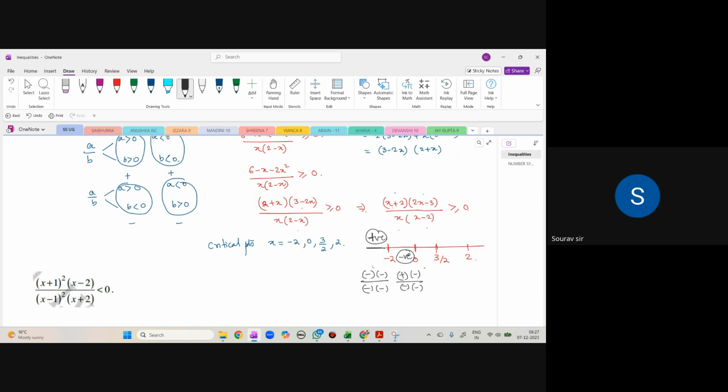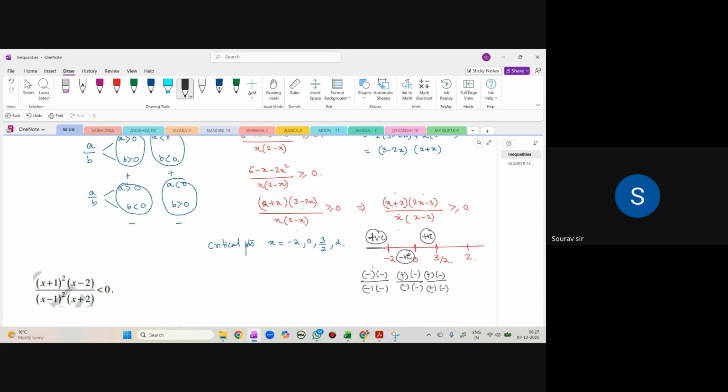Between 0 and 3 by 2, two of the terms become positive. One term was already positive here, right? Which is the other term that will become positive? X becomes positive. So here I get positive into negative by positive into negative. So again, I get negative by negative, which is positive.